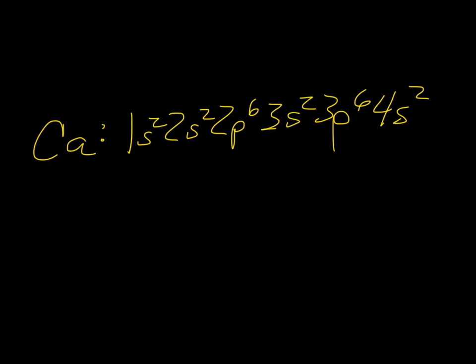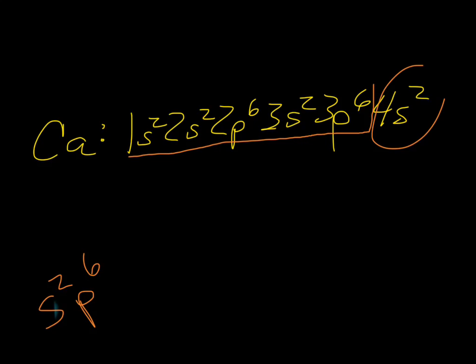He's a metal, so he's going to be losing electrons. So where is the nearest noble gas configuration? Keeping in mind, noble gas configuration is s2p6. So the nearest noble gas configuration is right there, and that would be argon. So how many electrons does calcium have to lose? 2. So he's going to be Ca2+, and he is isoelectronic with argon.